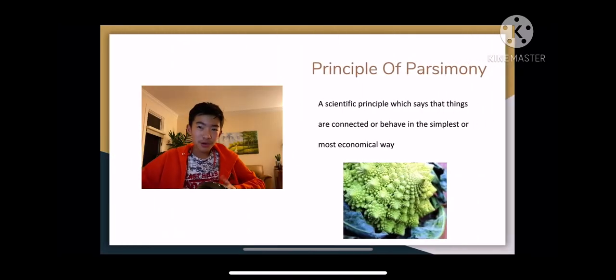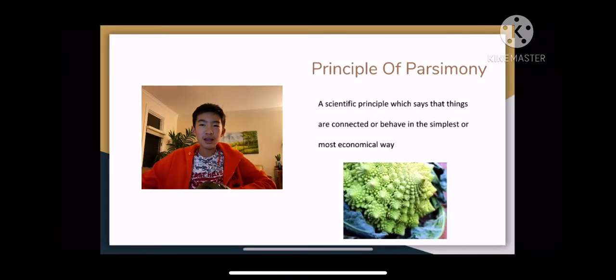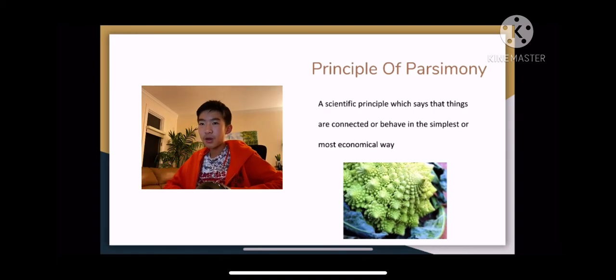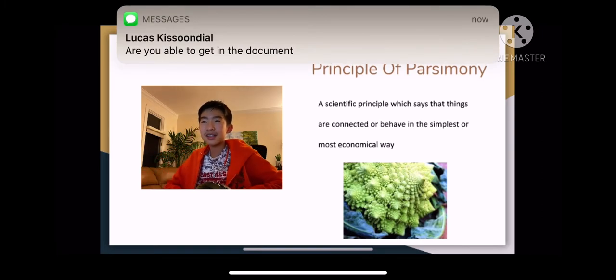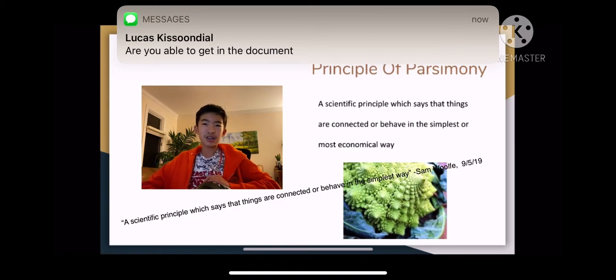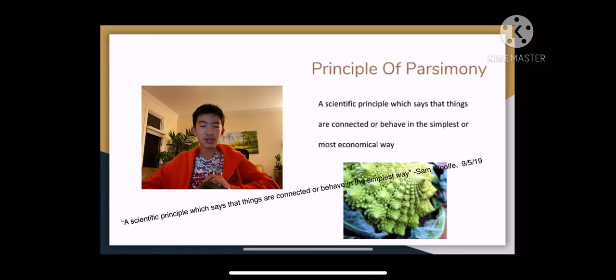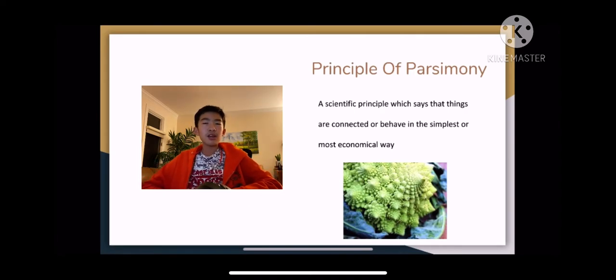Now, as mentioned before, you can find the logarithmic spiral in items such as Romanesco broccoli or everyday hurricanes. But why does it do this? The answer is the principle of parsimony, which is a scientific principle which says that things are connected or behave in the simplest or most economical way possible. For example, look at this broccoli, Romanesco broccoli. Instead of being a mass of interconnecting tubes or some other weird shape, it stays together in a simple form, being able to grow while retaining the same shape.